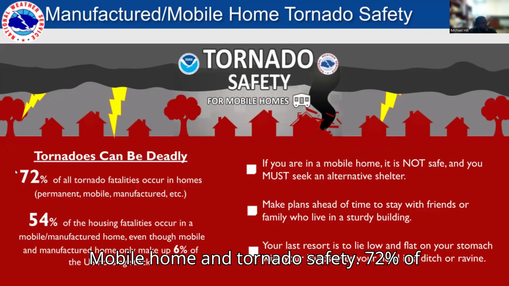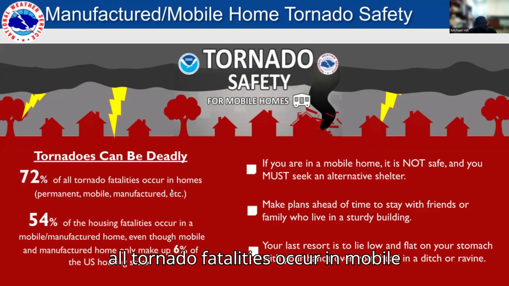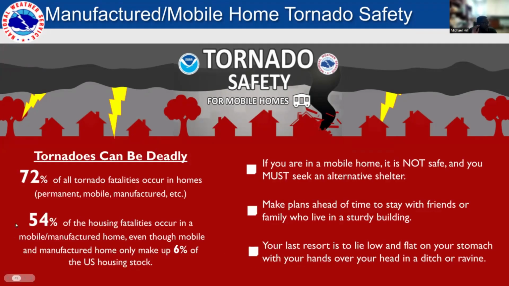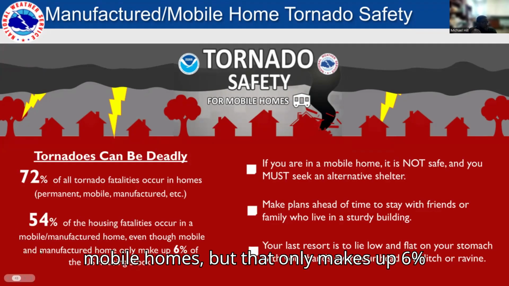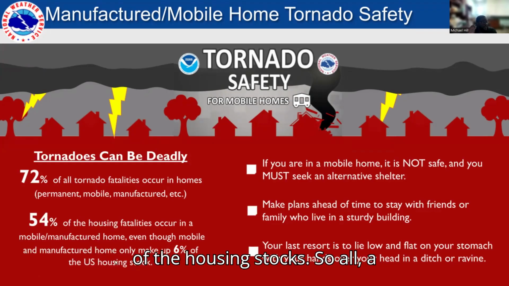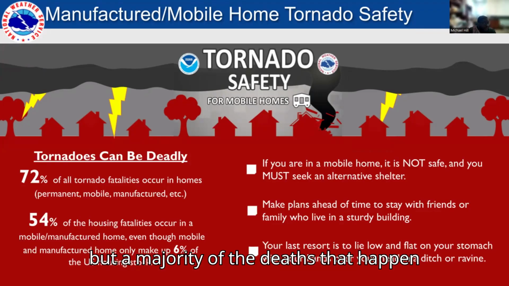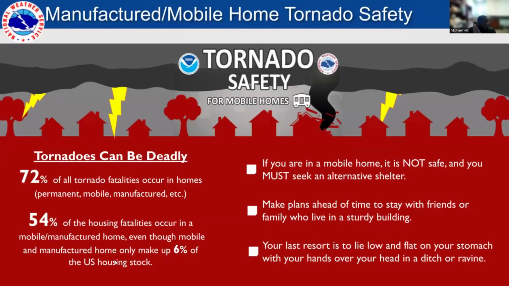Mobile homes and tornado safety. 72% of all tornado fatalities occur in mobile homes. 54% of the housing fatalities occur in mobile homes, but they only make up 6% of the housing stock. So a lot of these deaths, or not all of them, but a majority of the deaths that happen in homes occur in mobile homes. Okay. Mobile homes, again, are not safe.